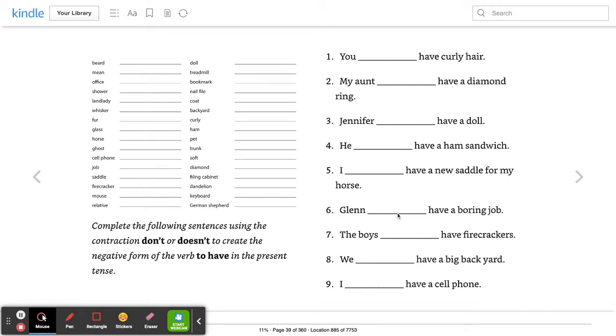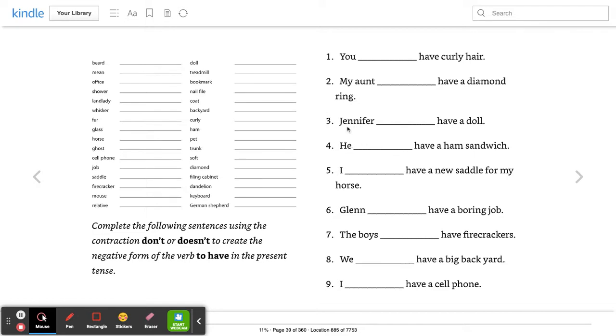Any other time, if it's singular, we say doesn't. The boys, or they, don't. The boys don't. We don't. So plural takes don't to create the negative form. Plural takes don't. So the boys don't, we don't. But I is an exception because usually if it's one person, he, Jennifer, my aunt, that would be doesn't.